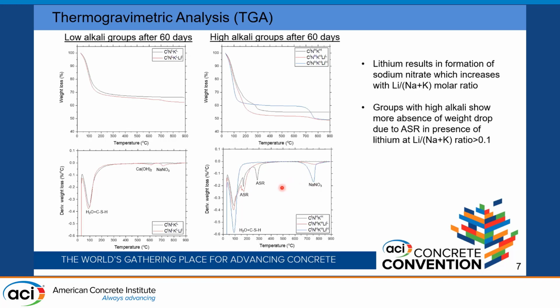Now, upon addition of the lithium nitrate beyond the lithium to alkali ratio of 0.1, we can see that it can eliminate both of the ASR peaks, whereas the lithium to alkali ratio of 0.1 is only capable of removing one peak due to the ASR.